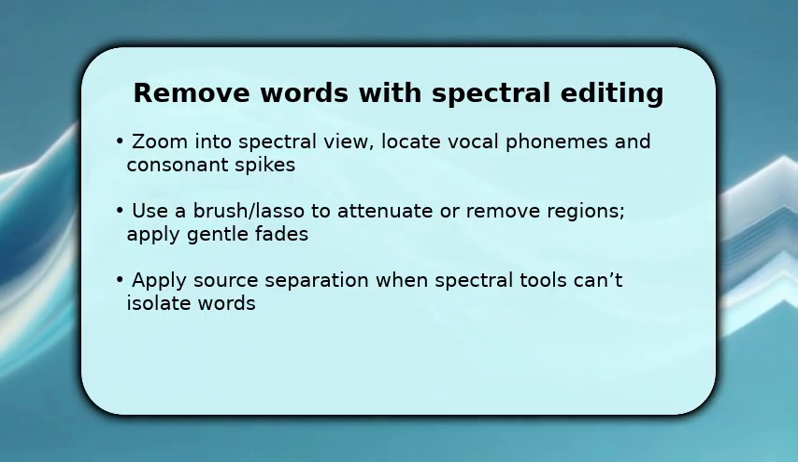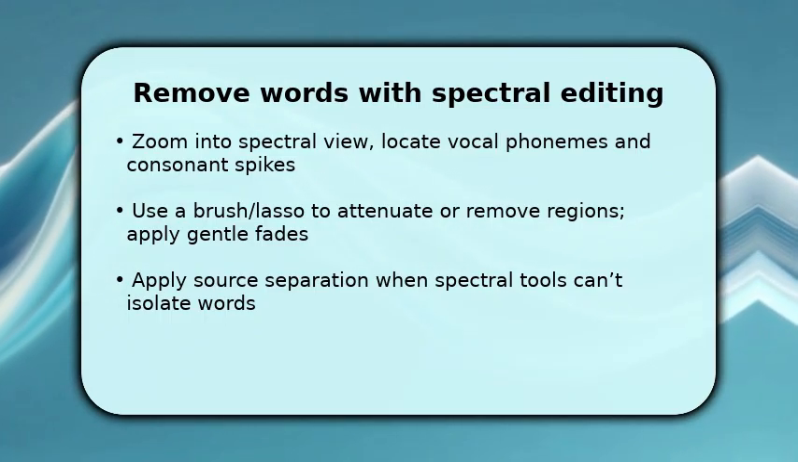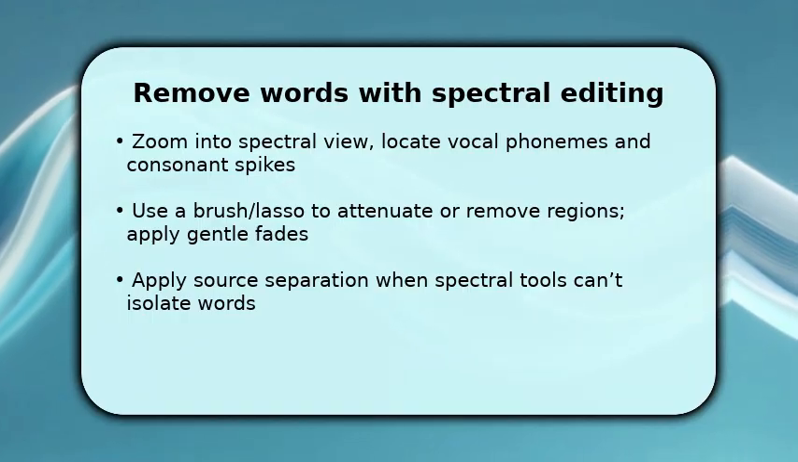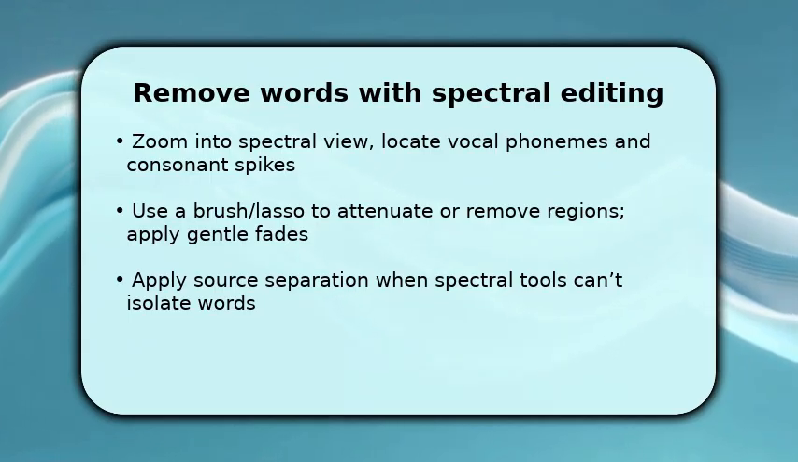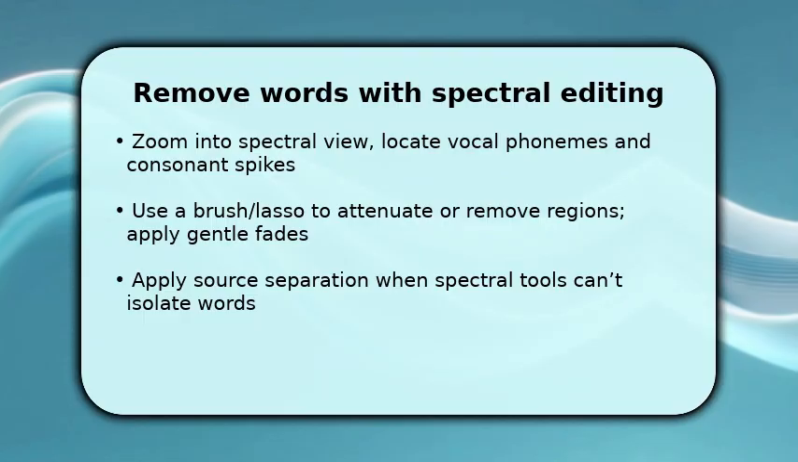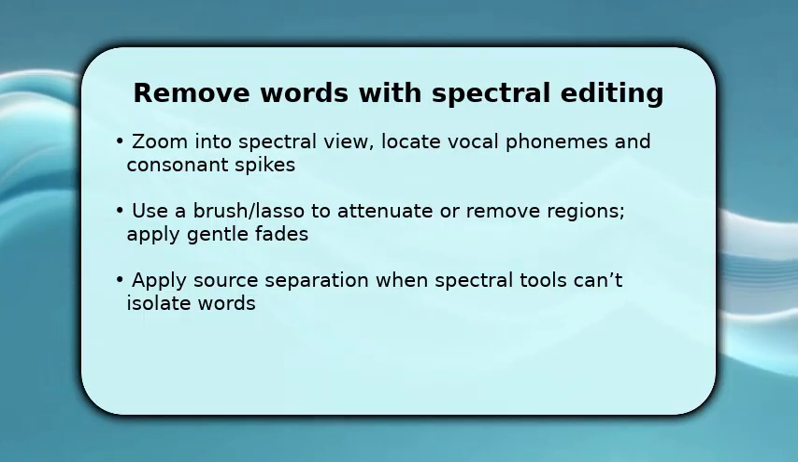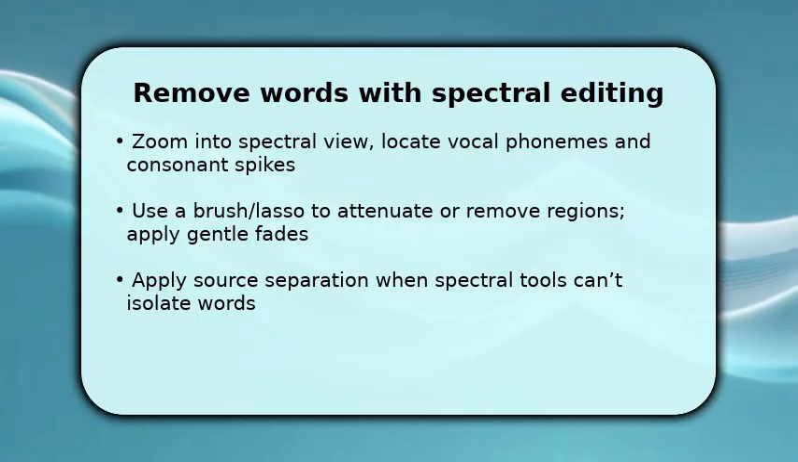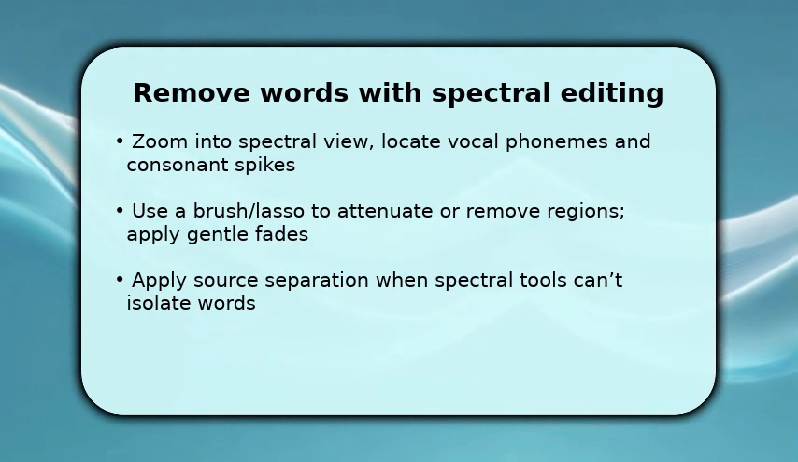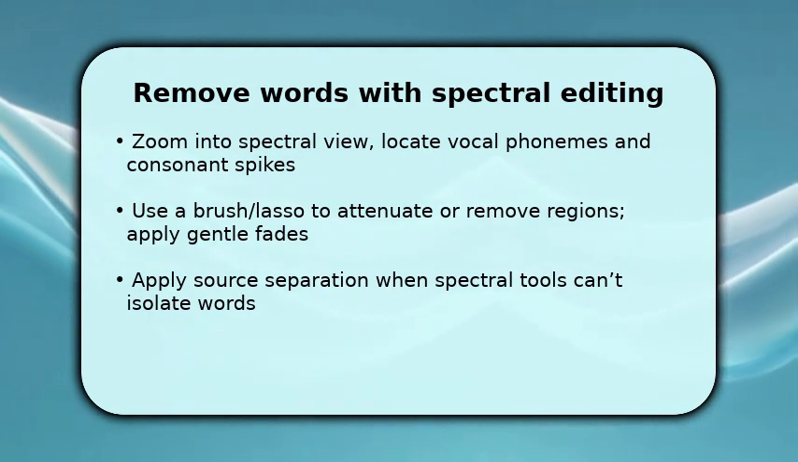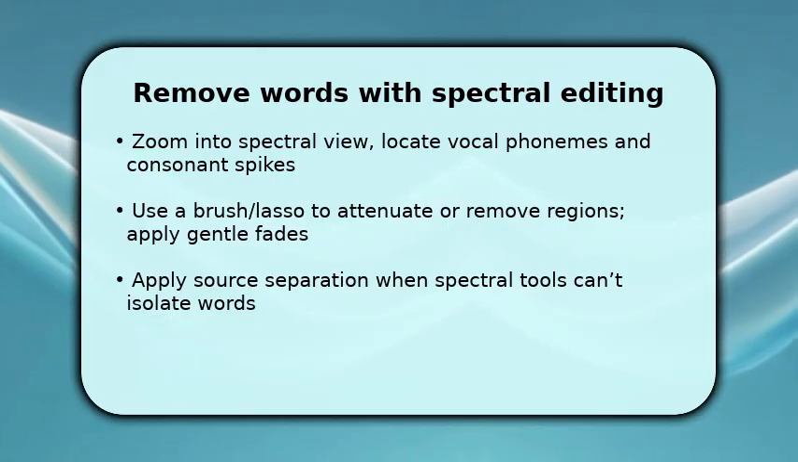If words overlap instruments, use source separation or mid-side processing to isolate the vocal content, then attenuate, resynthesize, or replace with noise that matches the background. While you work, play the clip repeatedly to check artifacts and adjust selection width and feathering so the result sounds natural. Finish by smoothing edits and matching tonal balance so the removed words do not stand out.